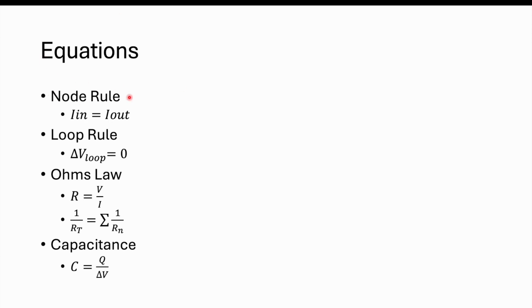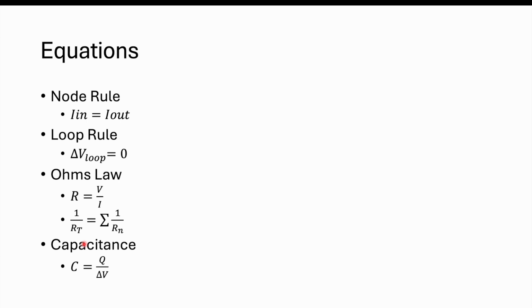So here are the equations. The node rule basically says that it's the conservation of charge. The current going into a junction must be equal to the current going out of a junction. The loop rule is the conservation of energy. Throughout the loop, the change in potential energy, or voltage, must be equal to 0. Ohm's law relates resistance to voltage and current. A resistance in parallel will be found by this equation, while resistance in series will be just the sum of the different resistances.